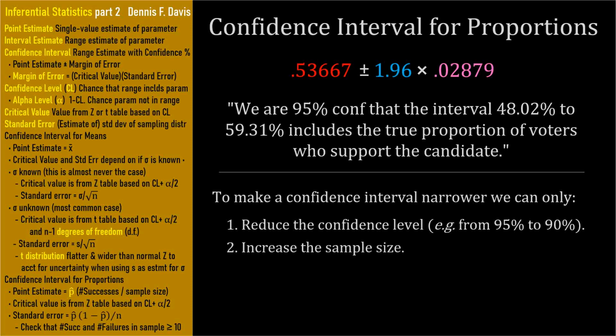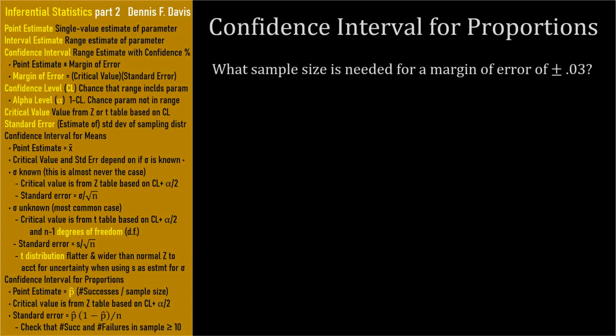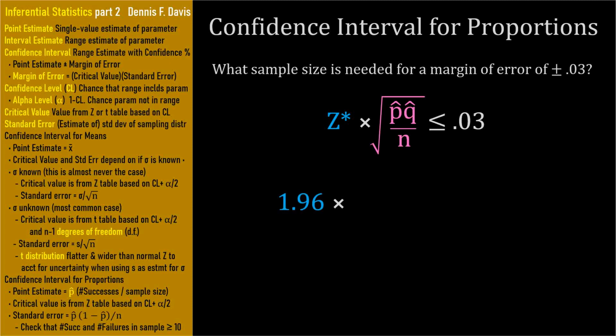The candidate doesn't want to reduce the confidence level, so what sample size is needed for a margin of error plus or minus 0.03? We want the margin of error to be less than or equal to 3%, or 0.03. So critical value times the square root of p hat times q hat over n must be less than or equal to 0.03. We can't change the critical value, it's 1.96 based on the confidence level.